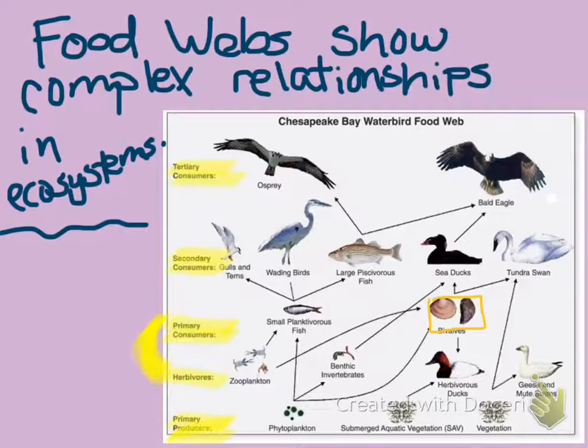So if all the bivalves are gone, what's going to happen to the things that eat them? They might die if that's the only thing that they eat. But what if you eat bivalves and you also eat benthic invertebrates? What's going to happen? So let's look at the sea ducks right here. You can see they get energy from two different places. They get energy from the bivalves, and they get energy from these benthic invertebrates. So what's going to happen to this population of sea ducks if half of what they eat is gone? They're going to decrease. I love that you said decrease.